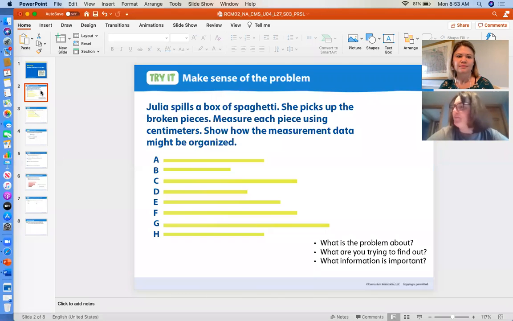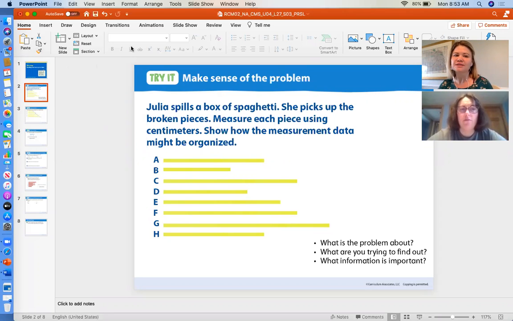Here we go. All right, so the first problem says, Julia spills a box of spaghetti. She picks up the broken pieces. Measure each piece using centimeters. Show how the measurement data might be organized. So this is a big problem. You have multiple things that you have to do.